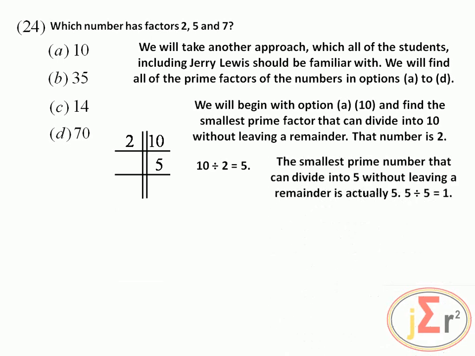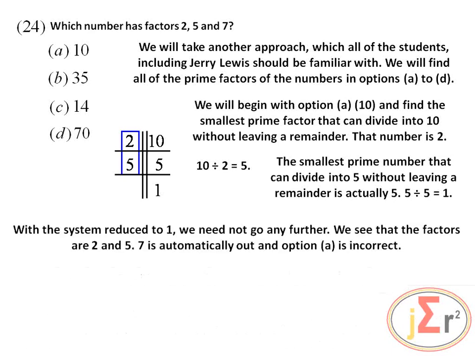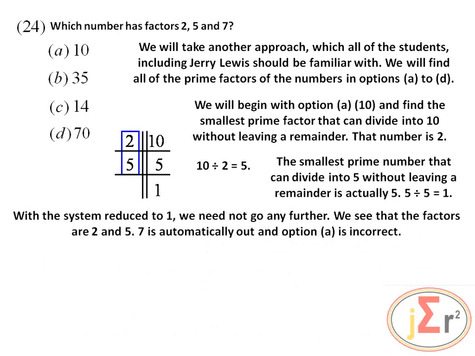So when we have 5, find the smallest prime number that can divide into 5, and that is 5. 5 into 5 is 1. And when we have the quotient working down to 1, then we are sure that we have exhausted all of our factors. So the factors are 2 and 5. With the system reduced to 1, we need not go any further. We see that the factors are 2 and 5. 7 is automatically out of option A, and of course option A is incorrect.